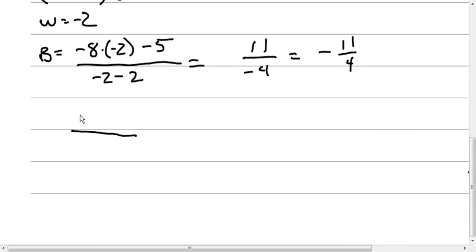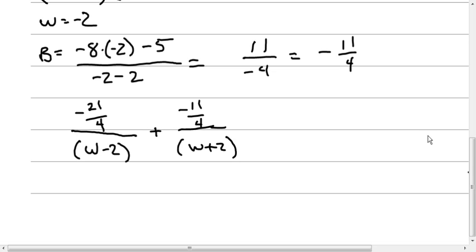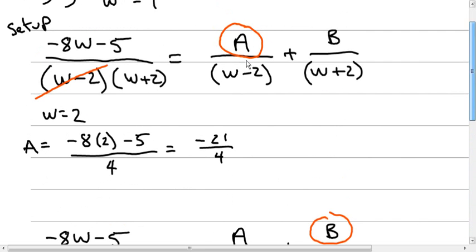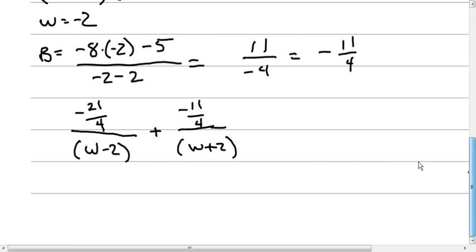We have minus 21 fourths, which is A, over W minus 2, minus, well, I guess I should say plus here before we make our conversion, minus 11 fourths over W plus 2. That's just rewriting this right up here. And of course, we're needing to integrate this. But this is all going to be pretty easy. These things just pull out.